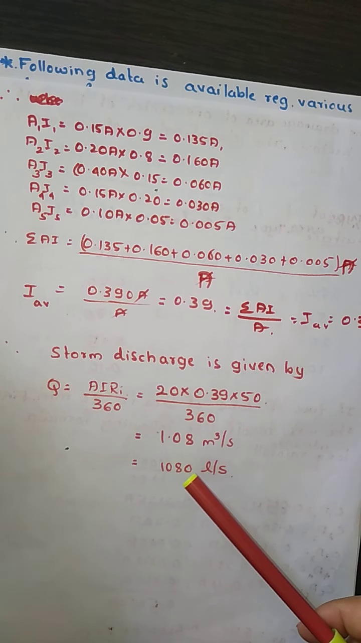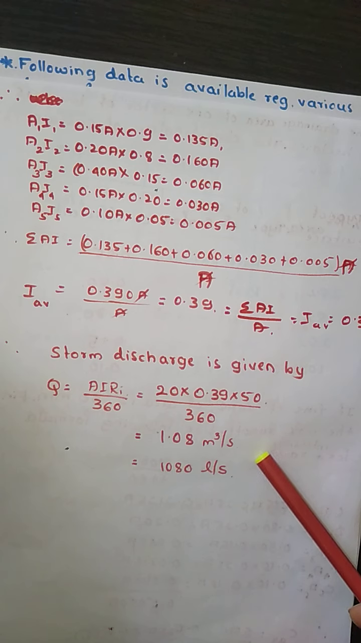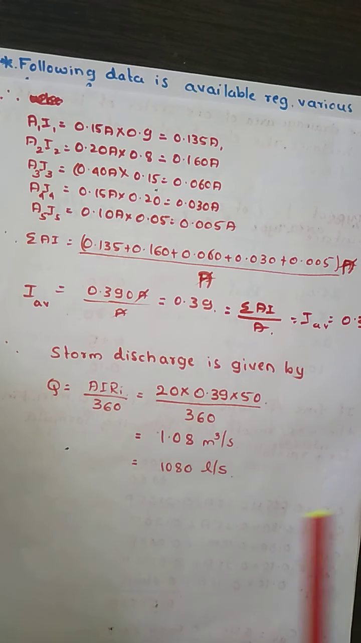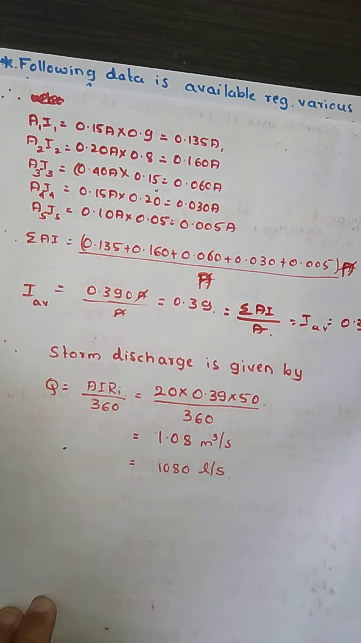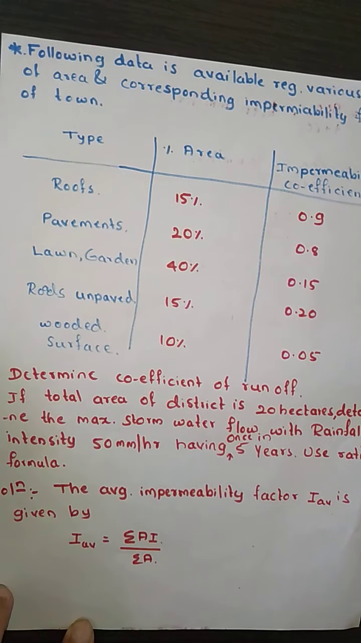So we are going to get it as 1.08 meter cube per second, or Qmax, meter cube per second. Okay, Qmax we have got it. Then if we convert it into liter per second, 1 meter cube is equal to 1000 liters. So if we multiply it with 1000, we are going to get 1080 liters per second. So I think this particular problem is clear to you all.